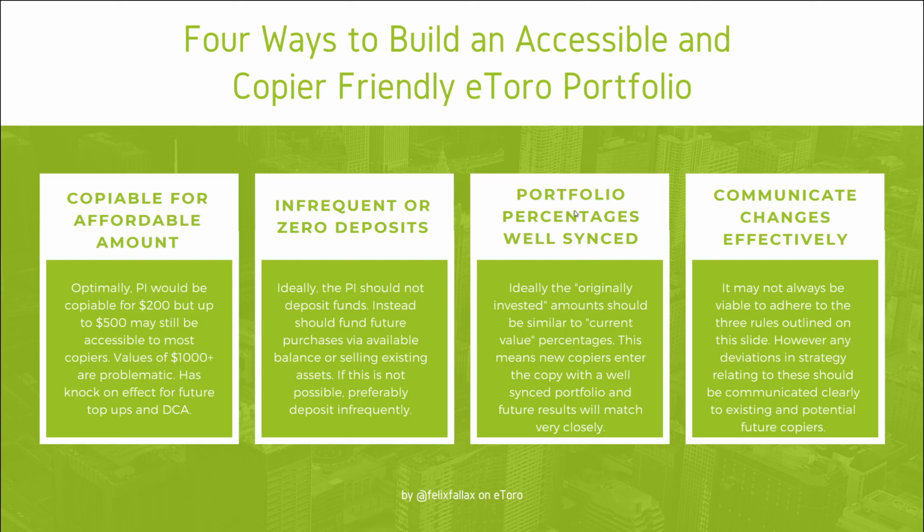So the next thing is to keep your portfolio percentages well synced. Now, I will show you examples of this, but the idea is when a copier executes a copy, it copies at the originally invested amount, which may be different from the PI's current value held. So the originally invested amount might be 5% in Bitcoin, the PI might now hold 10%. This creates what you call a desynchronization and means results won't match. So the closer these two values can be kept, the better.